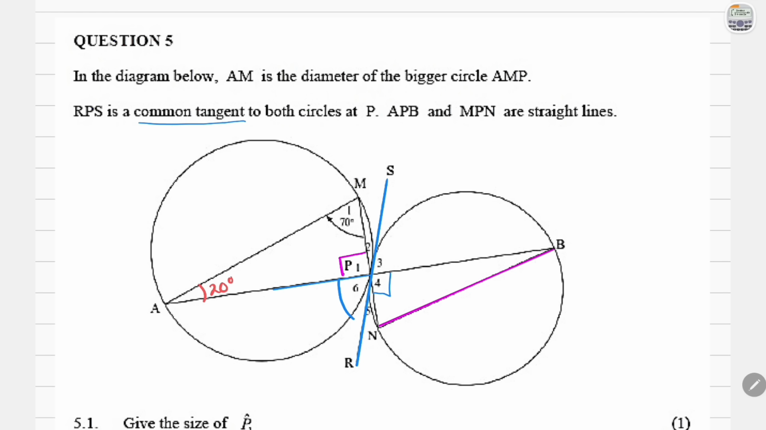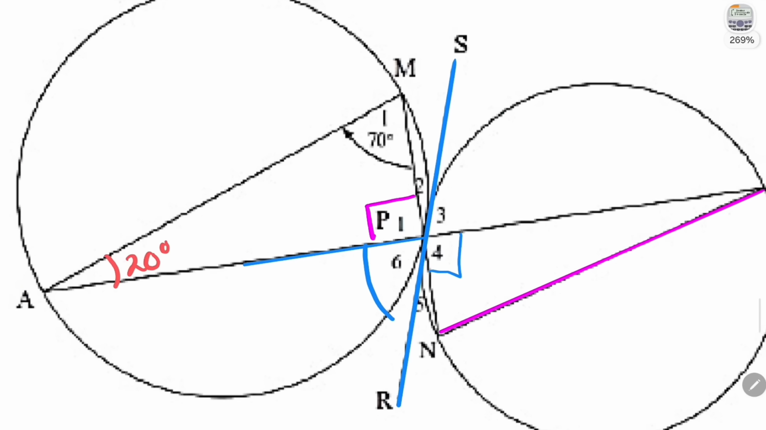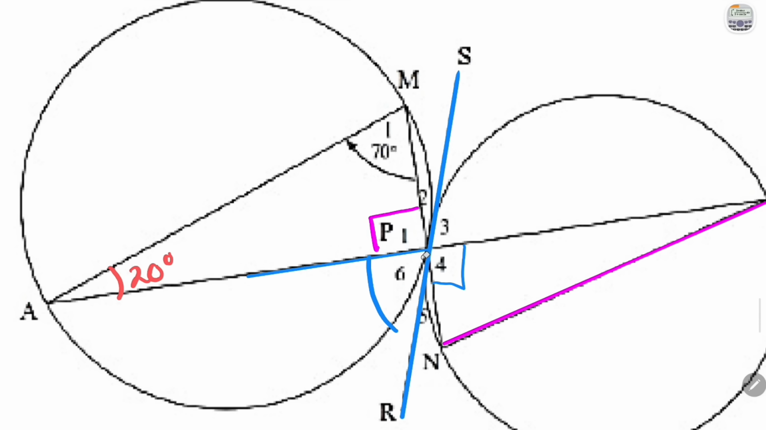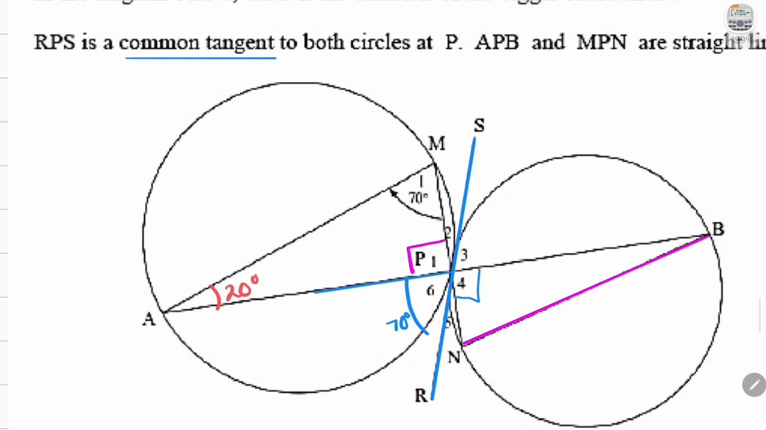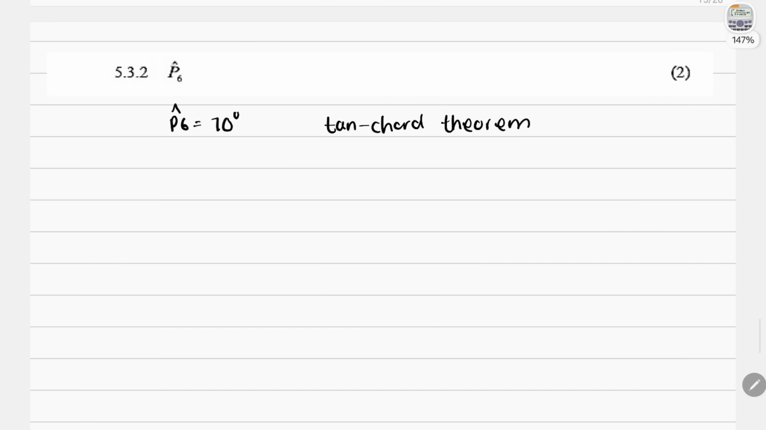That is a common tangent. So if it's a tangent, then what do we know about the angle between the tangent and a chord? Okay, it is going to be equal to the angle at the circumference, which is subtended by that same chord. So that is actually 70 degrees. It's equal to angle M1. So because of the tan chord theorem, we'll tell them angle P6 is actually equal to 70 degrees because of the tan chord theorem. And that is our answer. Moving on to the next question.